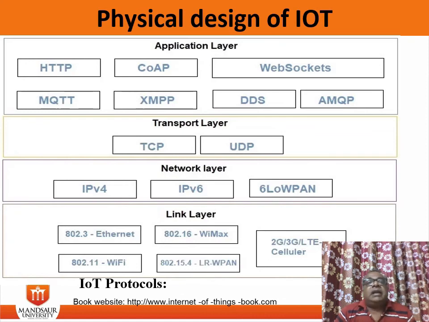And the last one is AMQP. AMQP is an IoT protocol that consists of components that route and save messages within a broker. With a set of policies for wiring the components together, the AMQP protocol enables client programs to talk to the broker and engage with the AMQP model. So these are the different protocols which are used at the different layers of the physical design of the IoT.